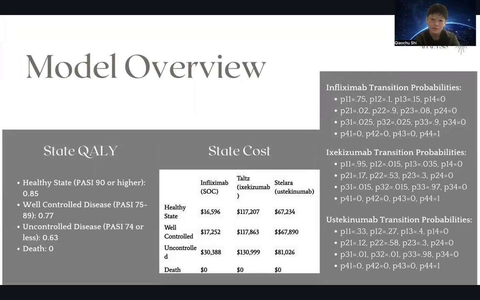And this is our model overview. We have 4 states. Healthy state is defined as PASI 90 or higher, and the utility is 0.85. Well-controlled disease is defined as PASI 75 to 89, and the utility is 0.77. Uncontrolled disease is defined as PASI 74 or less, and the utility is 0.63. The utility for death is 0. We also calculated the cost for each state and the transition probabilities for the 3 drugs.